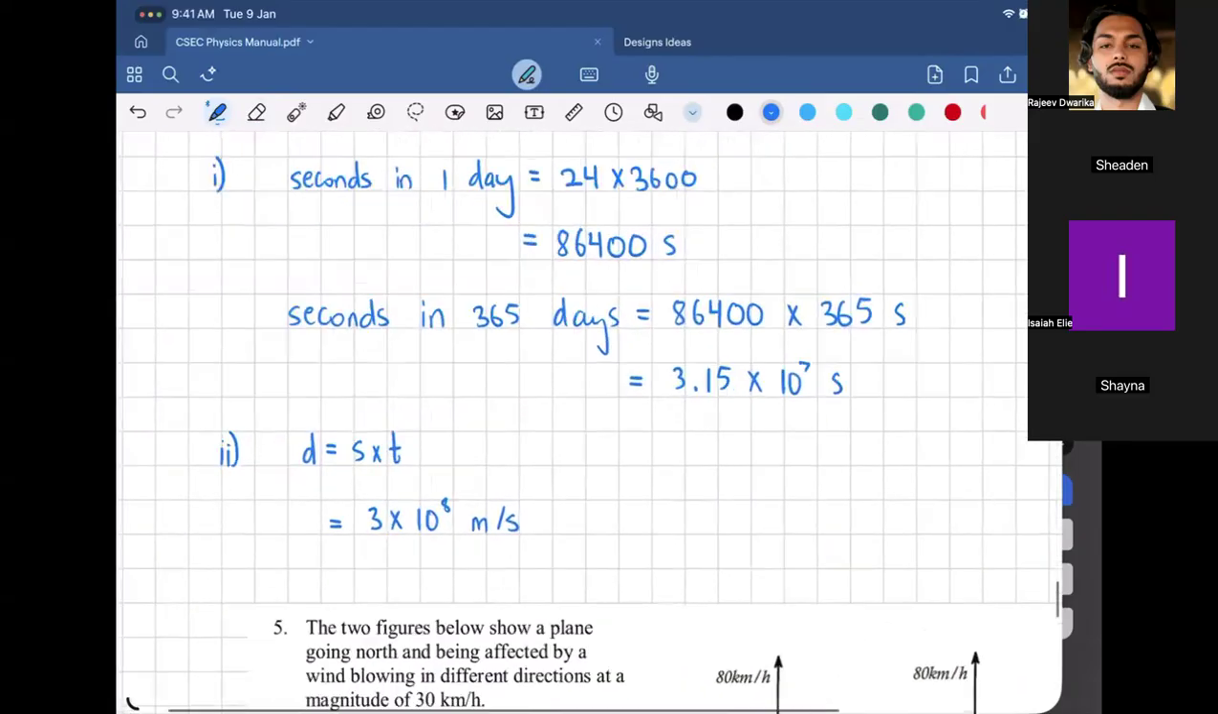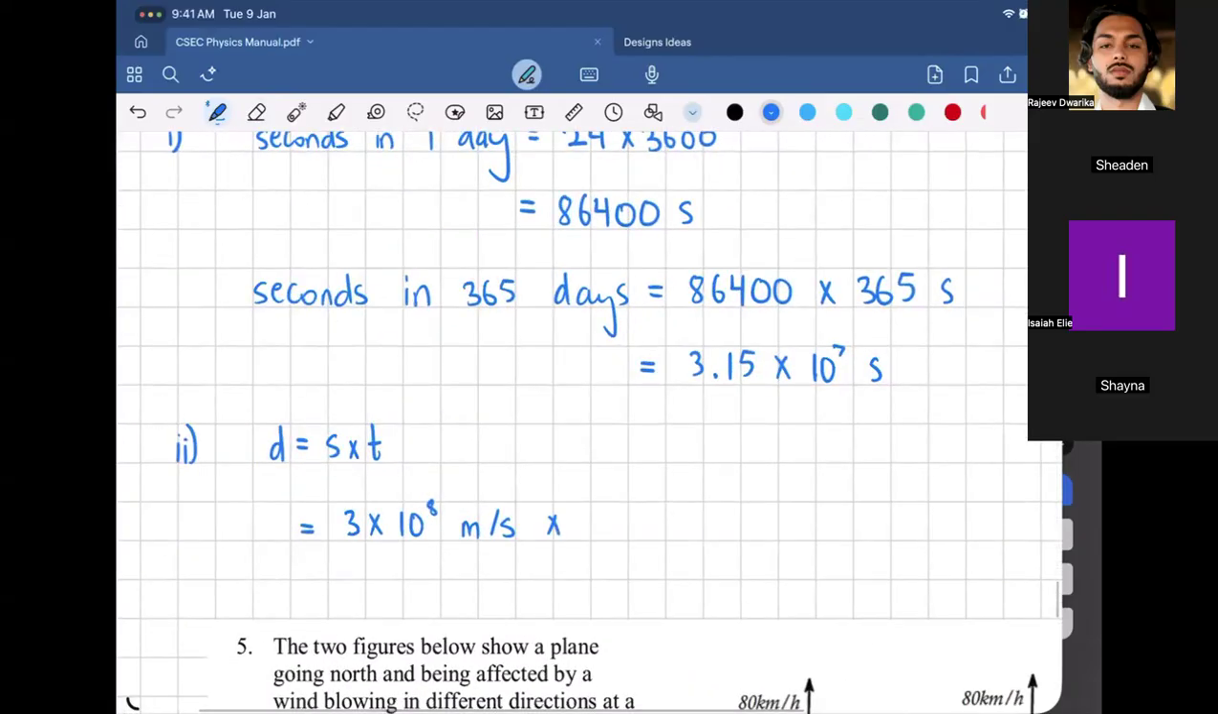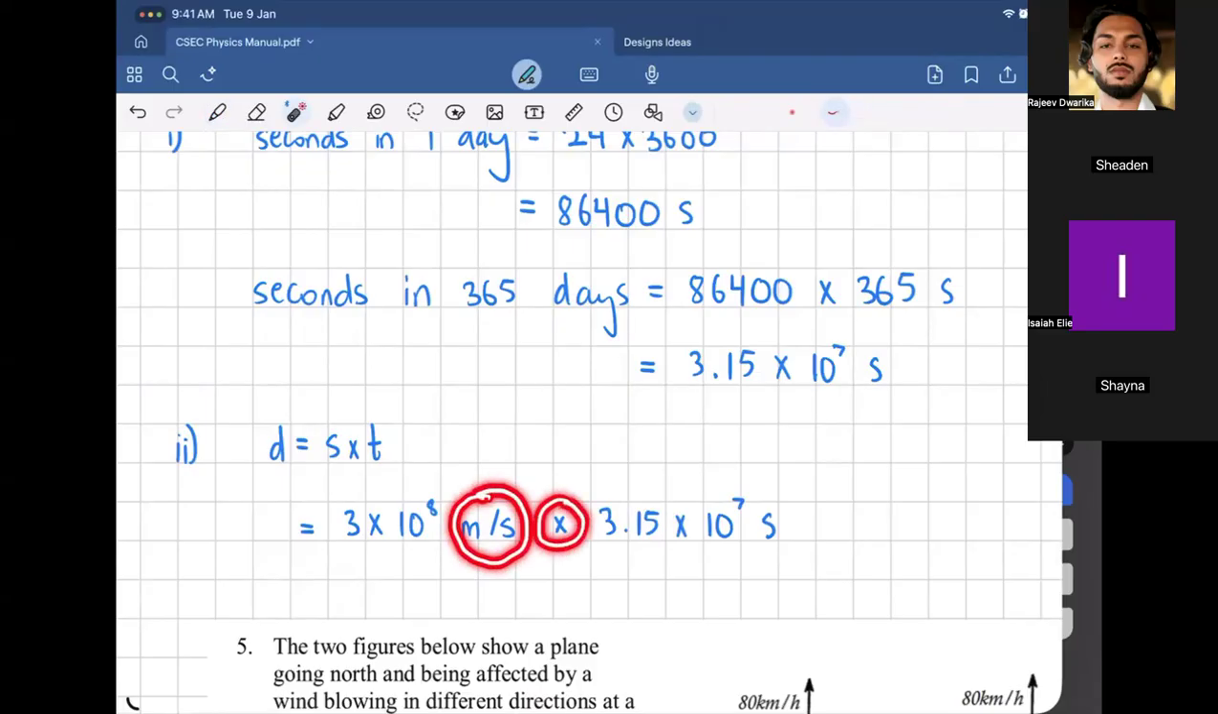Yes, sir. And we just need to find how much time is in 1 year. So what's the time in seconds for 1 year? That would be 3.15 by 10 to the power of 7 seconds. Now I want you to forget everything but the units. So we have meters per second multiplied by seconds. And remind me, what are we trying to find in this question?